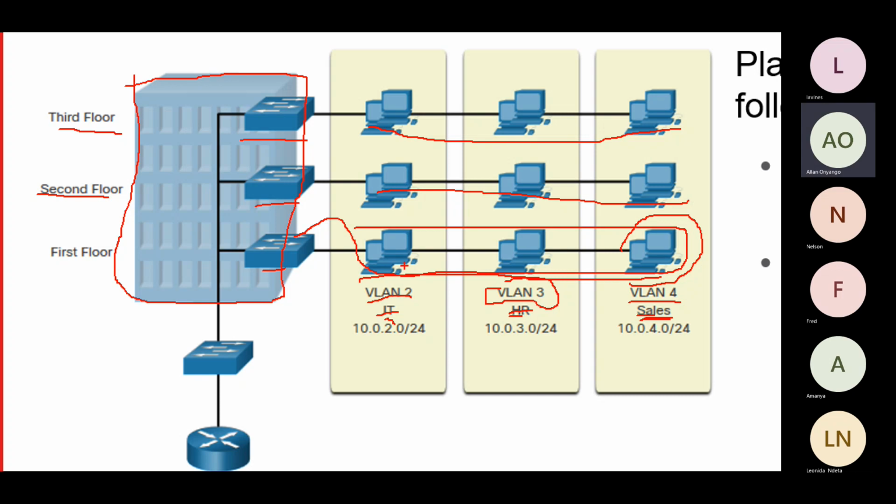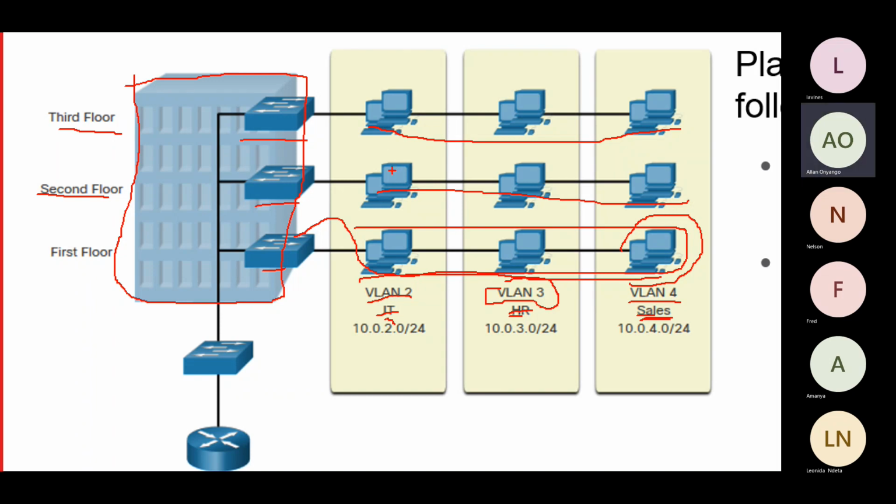That's why when a computer within the IT sends a message to the switch, it cannot broadcast that message to all the computers connected to it. That message can only reach people within the same VLAN. Only people in VLAN 2 will receive the message. When a computer in VLAN 3 sends a message, only people in VLAN 3 will receive the message. When a computer in VLAN 4 sends a message, only people in VLAN 4 will receive that message. Listen to this.